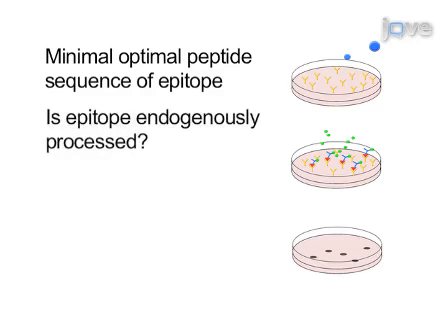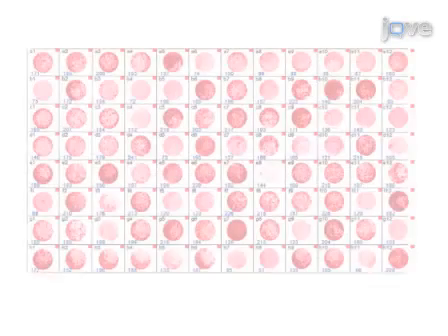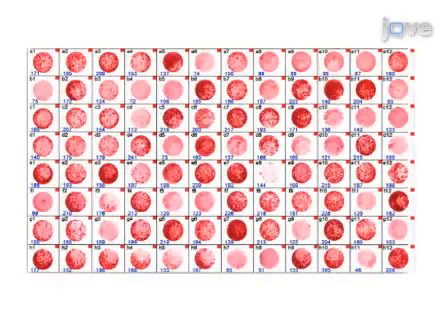Also, determine whether the epitope is endogenously processed, identify the HLA restriction element, and assess cross-reactivities to other high-risk HPV types. Ultimately, the goal is to describe novel and clinically relevant HPV T-cell epitopes through the screening and characterization of antigen-specific T-cells from patients.